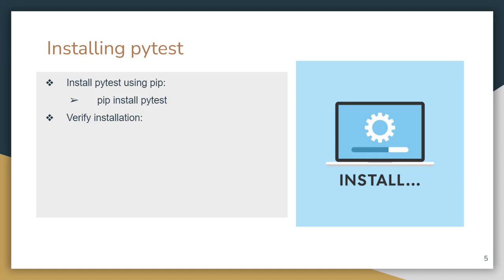For verifying the installation, whether you already have pytest installed in your machine or whether it was installed successfully in your system, you can check it. You need to write in the command prompt pytest, then space, then double hyphen, and then write version.